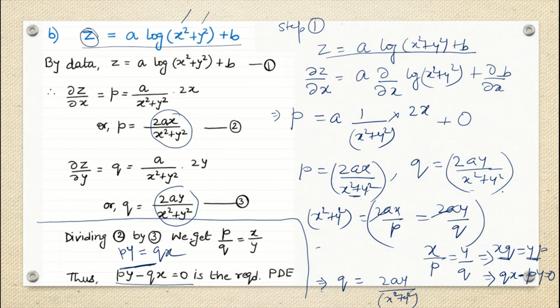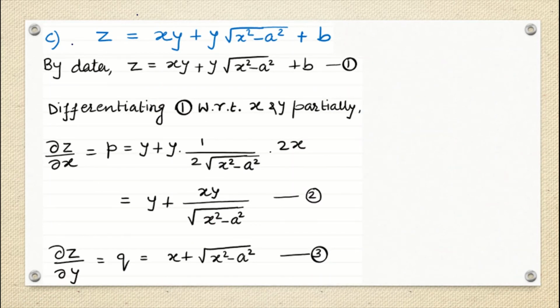Okay, fine. Now we are going to see the last question. This is z equals xy plus y under root x square minus a square plus b. Fine. The very first step is I have to find the partial derivative of z with respect to x and with respect to y, because only two variables are given to me. And then finally I need to eliminate a and b from this given equation, and whatever form I get should be my correct answer.